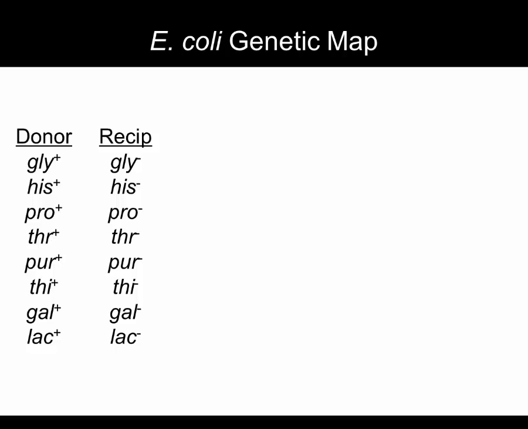For example, let's say we want to map several genes that are located all around the E. coli chromosome. These have to be genes that are needed to synthesize various amino acids, nitrogenous bases, or vitamins, or that are needed to metabolize certain sugars. All features that can be selected for. We take a recipient strain that has mutations in all of these genes, and multiple HFR donor strains with the wild-type alleles. The different donor strains all have the F factor incorporated at different sites and orientations.